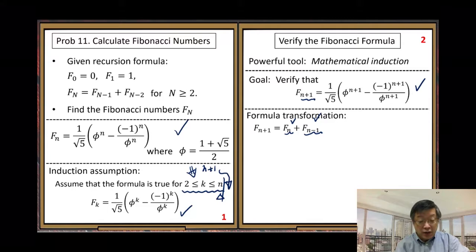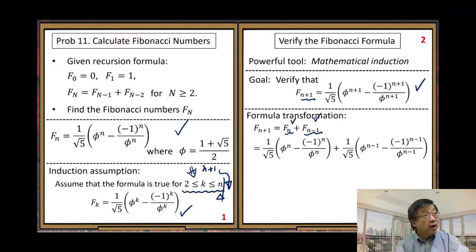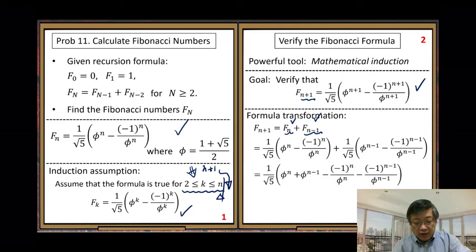So we just plug in. We have the first f sub n expression, this one, and the second f sub n minus 1 expression, the second one. It must be true. Then we go to the next step. We try to combine the terms to make it look a little better. So we have this expression.